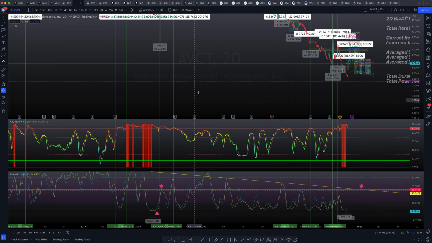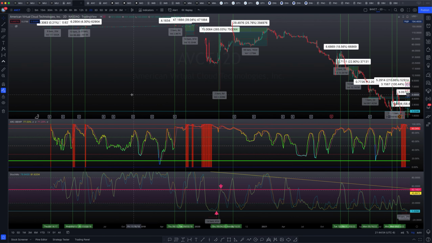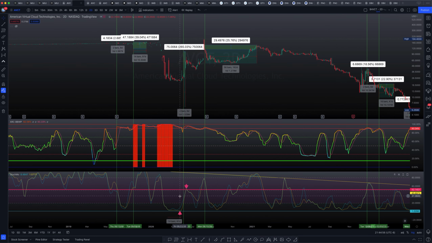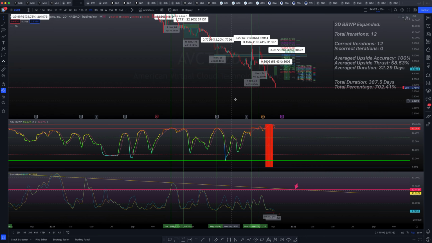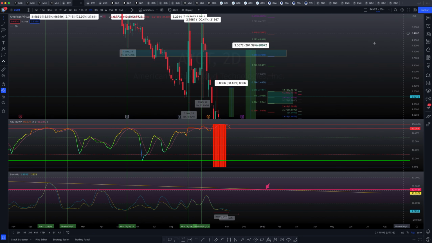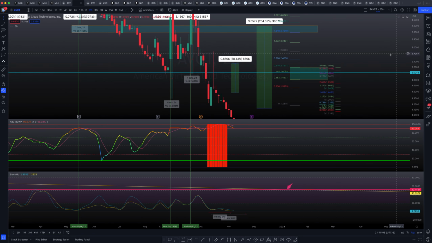Let's go ahead and look at the criteria, or I'm sorry, the upside thrust based on that iteration. So from here, right, you guys, we're looking at an upside thrust of 265% to the upside. Applying that 265%, please remember, guys, that it's just one iteration, right?